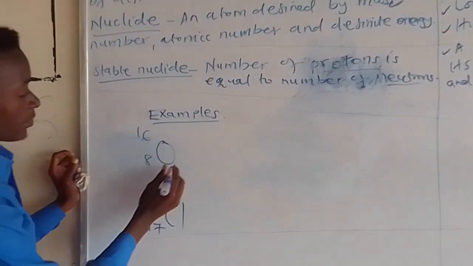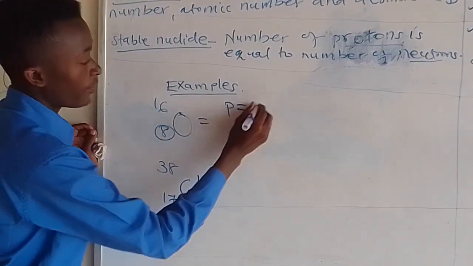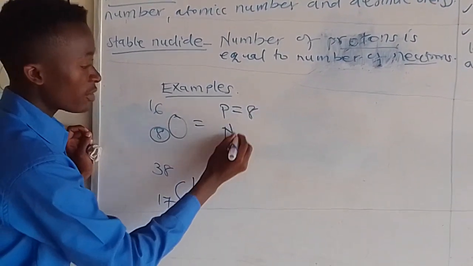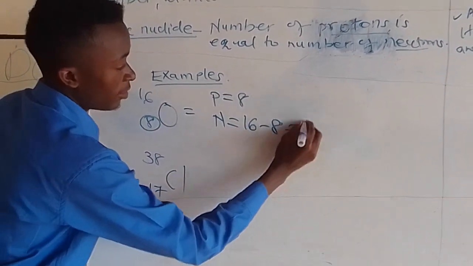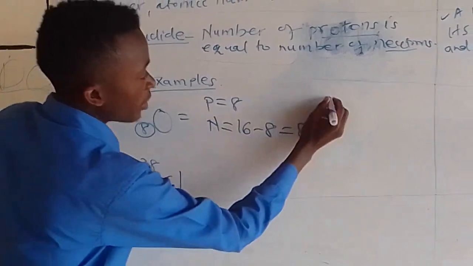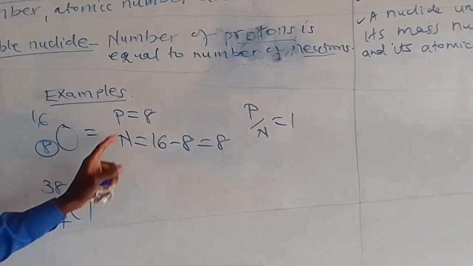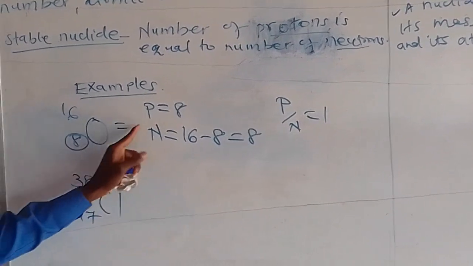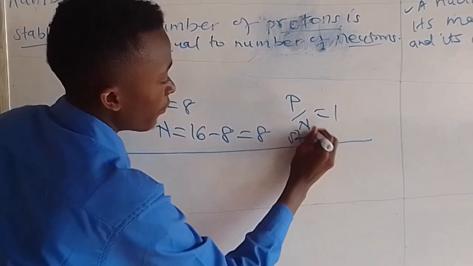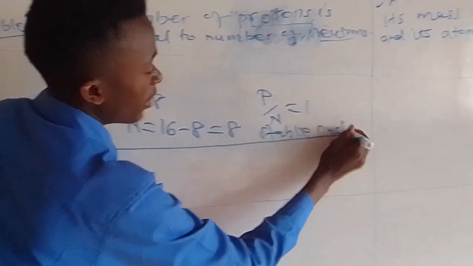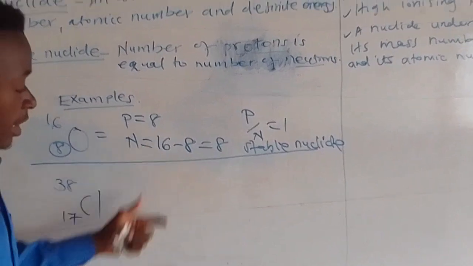So this oxygen has how many protons? This one here, 8. It has how many neutrons? You take 16 minus 8, you get 8. So when you take protons over neutrons, you get 1. This means that the number of protons and the number of neutrons is the same. So this oxygen here is a stable nuclide. So it will not undergo decomposition or radioactivity.